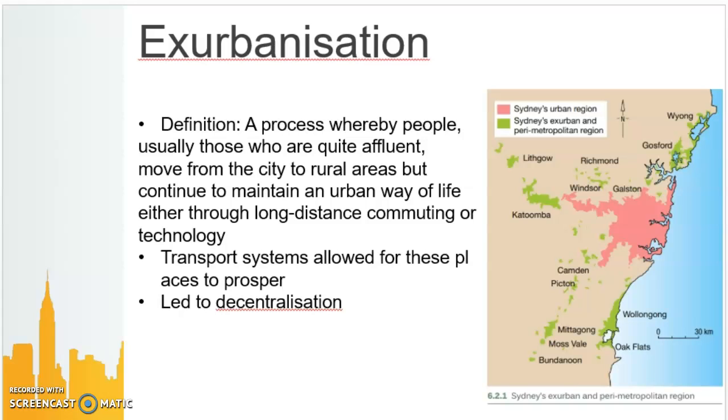Now, people often lead to this lifestyle because they want to have a semi-rural residential environment. They also still decide to work in the city or have close proximity to the city because they have other reasons why, without having to travel too far.